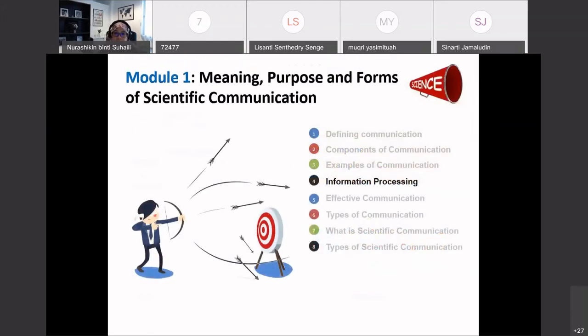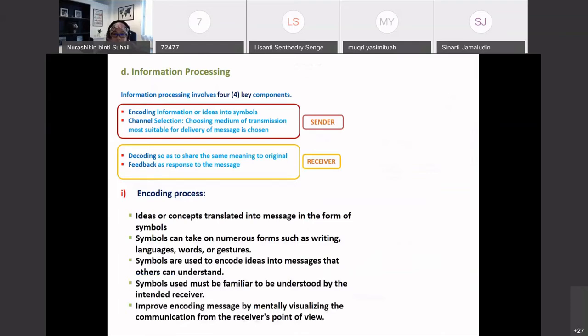So the information processing, this is just how people put it into the theory. When the information comes from the sender, the process is called encoding information. So how we're going to present things, how we're going to prepare the information, and how we're going to select the platform. Those are the processes at the sender, and the processing of the information is encoding.